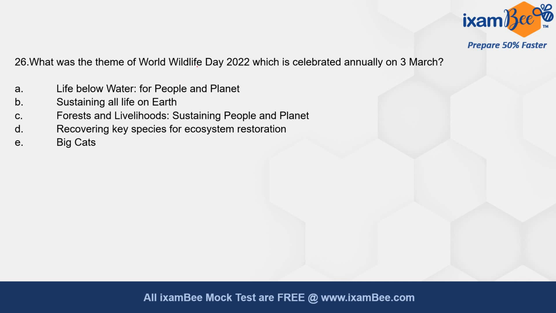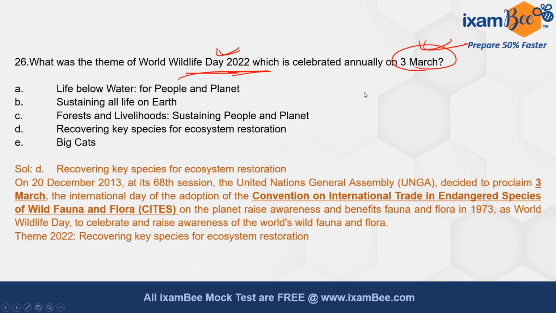So what is the theme of World Wildlife Day 2022, which is celebrated annually on 3rd of March? So it is asking what is the theme of World Wildlife Day for this year. Yes, the answer is recovering key species for ecosystem restoration. You should also remember this information: the United Nations General Assembly decided that 3rd March will be celebrated as World Wildlife Day.